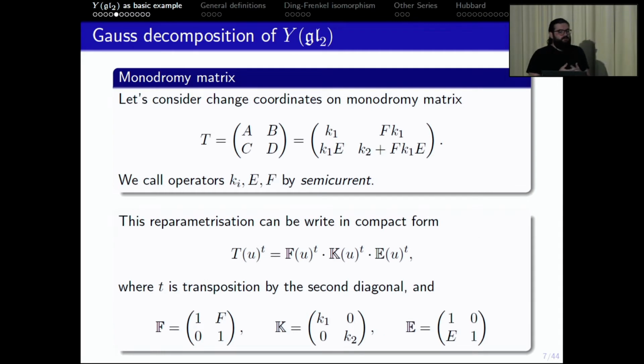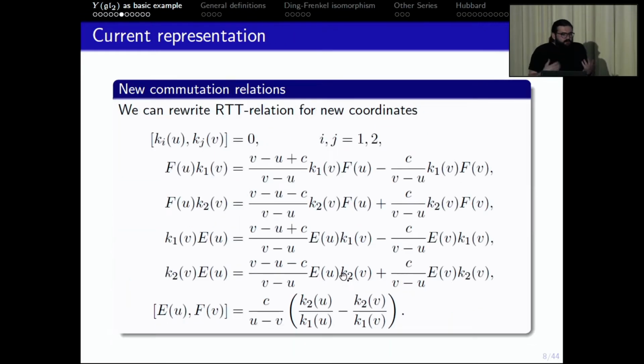And what if we change coordinates on the monodromy matrix? We make something like a Gauss decomposition of the monodromy matrix. Formally, for the GL2 case, it means that we make a substitution as shown in this formula. We decompose the monodromy matrix into a product of three matrices: upper triangular, diagonal, and lower triangular. Then we look at what happens with the commutation relations. The RTT relation can be rewritten in terms of these operators in this way.